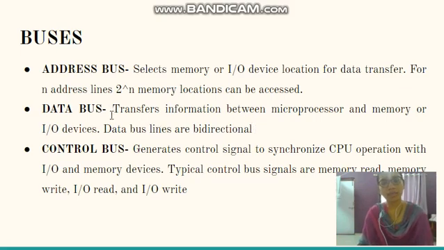The data bus carries or transfers the data or the information between microprocessor and memory or I/O devices or vice versa. The important point is the data buses are bidirectional. That means they can carry from microprocessor to the external devices or from the external devices to the microprocessor, both ways. The control bus is used to carry the control signals. As we have seen earlier, there is a control unit which generates the control signals for timing and synchronization purpose. These signals are transferred over this control bus.